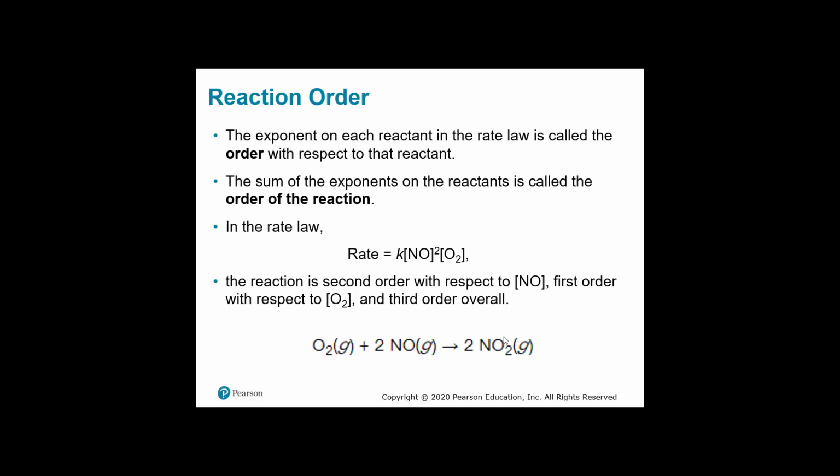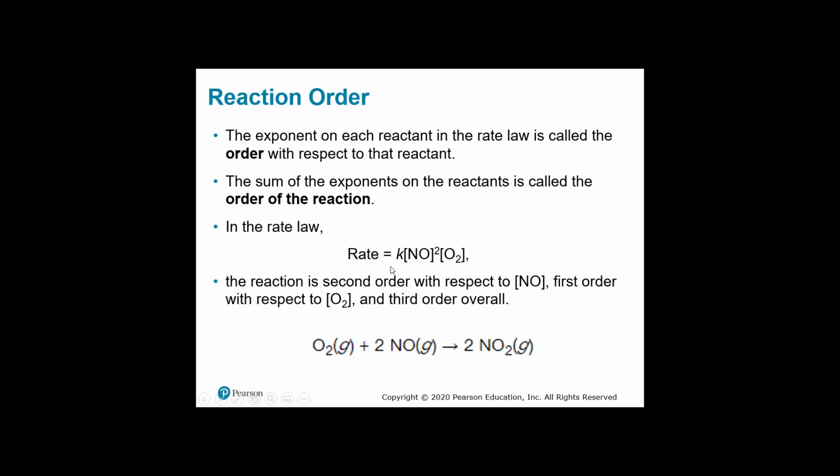Okay, so reaction order. The exponent on each reactant in the rate law is called the order with respect to that reactant. When we have a couple of reactants, the sum of the exponents on the reactants is called the order of the reaction. So you would add the orders up; the reactant itself will have an order, but when you do the total, there will be another order overall, usually, unless one is 0. But I don't want to even start with that. Let's just get started before I start saying things that are going to confuse you worse.